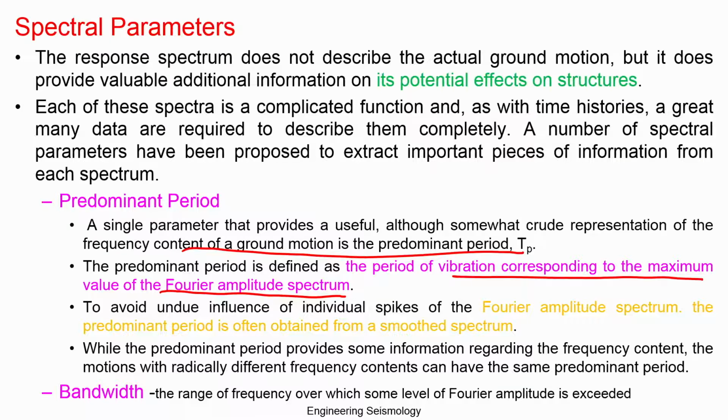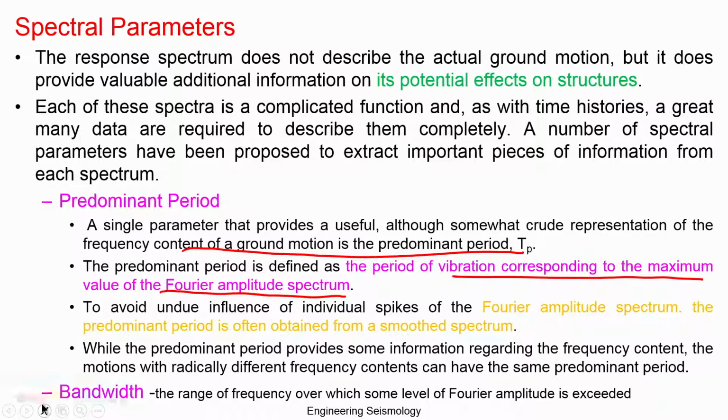We are now discussing the predominant period. What is the predominant period? If you take a Fourier amplitude spectrum and smooth it, the particular frequency where the peak is attained, having the maximum value of the Fourier amplitude, is called the predominant period or predominant frequency of the system.